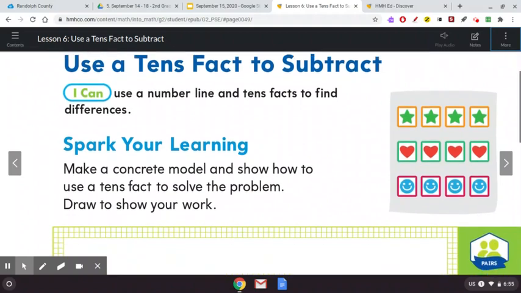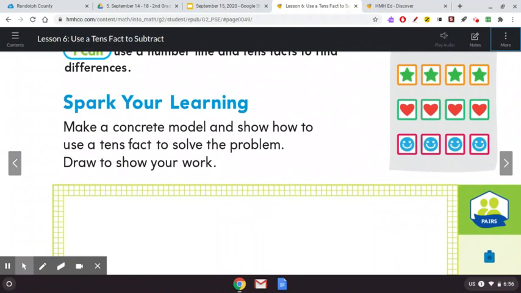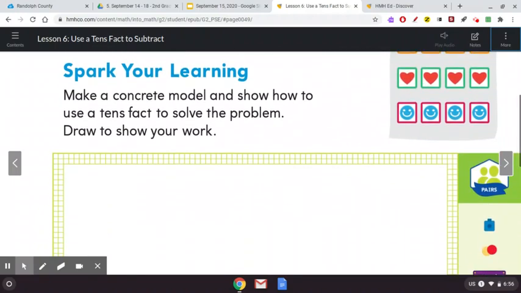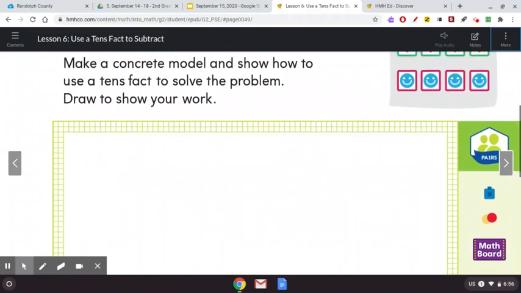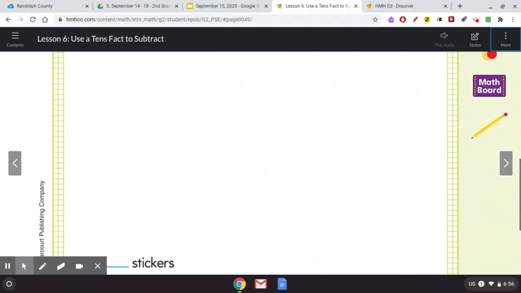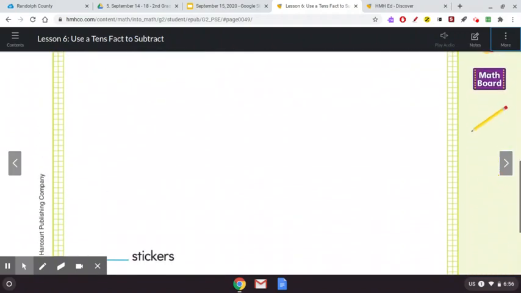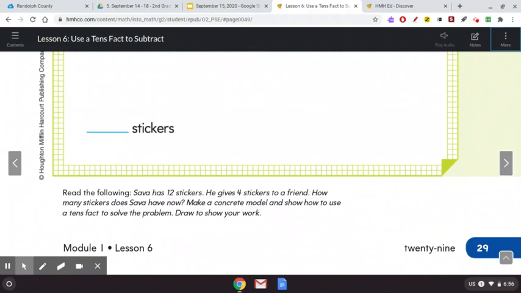So it says, I can use a number line and tens facts to find differences. So it says spark your learning. So make a concrete model and show how to use a tens fact to solve the problem. Draw to show your work. Okay, so I'm going to read the following problem to you. It says, Seva has 12 stickers. He gives 4 stickers to a friend. How many stickers does Seva have now?